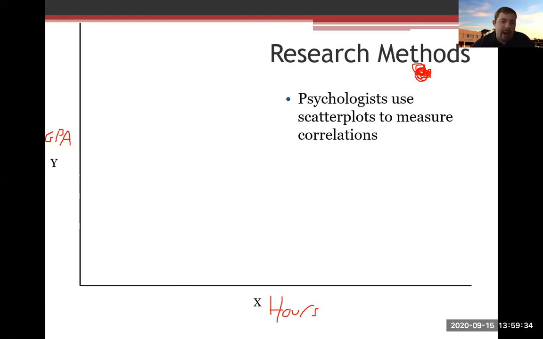They're going to put in a lot of hours of studying. Maybe not every weekend, maybe not every single night, but they're going to also be very high on this x-axis, and their GPA is also probably going to be pretty high. So we'll mark them over here.